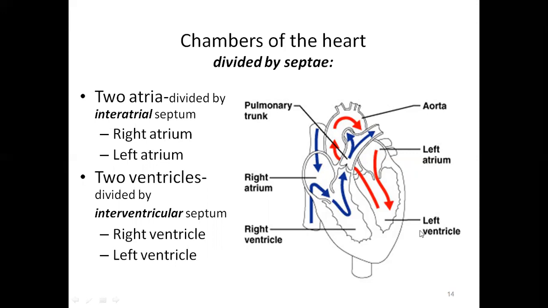Here you can see the pulmonary trunk is there, and the aorta is the large main artery. These are the 3 branches of the aorta. This is the right atrium, this is the left ventricle, the right ventricle, and the left atrium. And the 2 ventricles are divided by the interventricular septum.